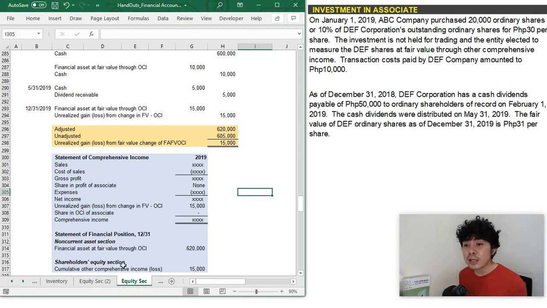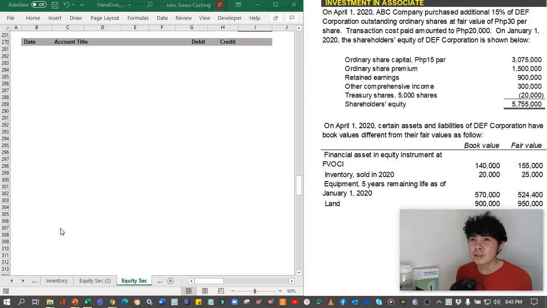Tapos, magkakaroon din tayo sa shareholders equity section na 15,000 pesos. Yan yung cumulative other comprehensive income na galing sa fair value change on December 31, 2019. At syempre, kaya yan napunta sa shareholders equity kasi nagmula muna yan dito sa statement of comprehensive income. Kasi nga, itong OCI na to is kino-close sa cumulative other comprehensive income which has a special place in the shareholders equity section. So, ngayon, let's proceed to the next year.